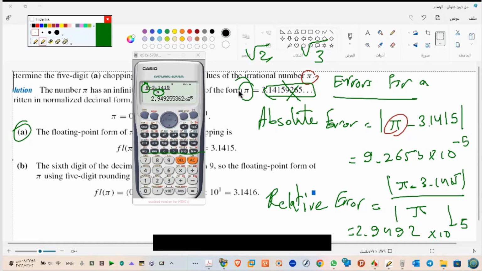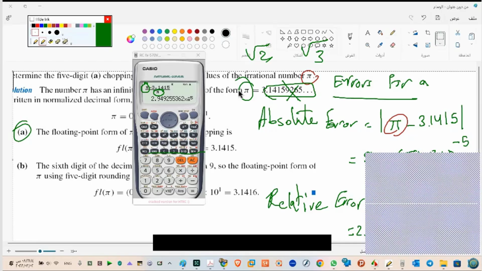The same thing you can apply for the other case, rounding. So here we applied absolute error for chopping and relative error for chopping. You can also apply the same thing for rounding, and you can compare the results. Clear? Is it clear for you? Good.